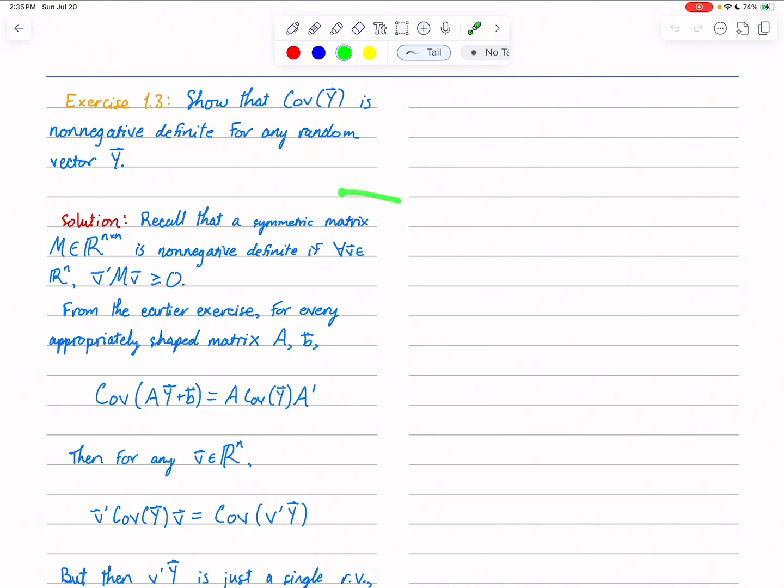Let's first recall the definition of what it means for a symmetric matrix, and I'm not going to bother demonstrating that the covariance is a symmetric matrix. I think it should be pretty clear, if not completely trivial, from what we've already said in previous videos, that the covariance matrix is a symmetric matrix.